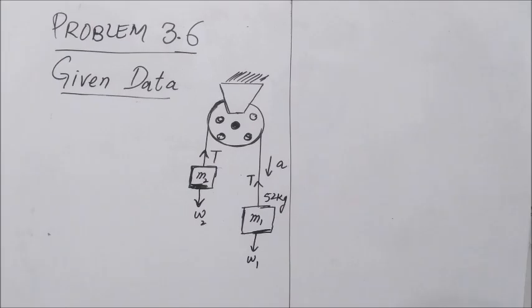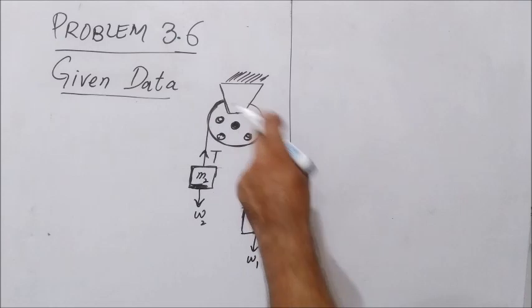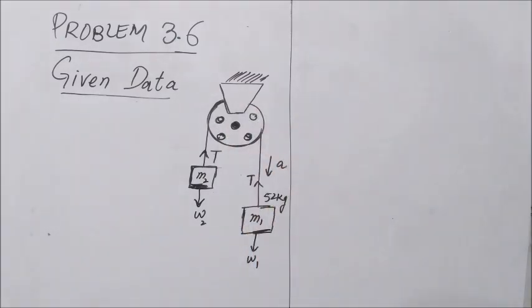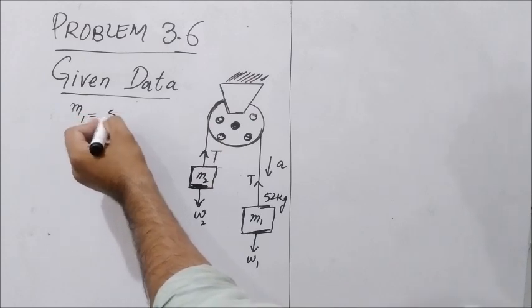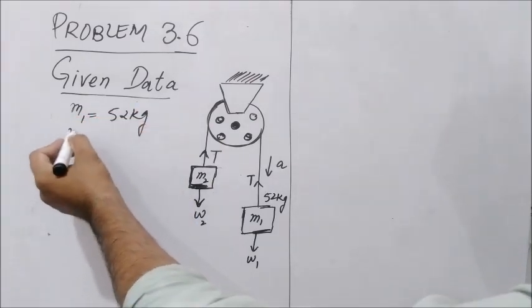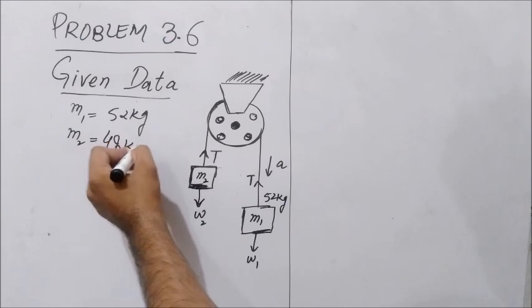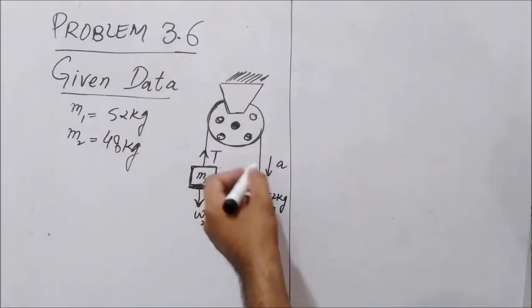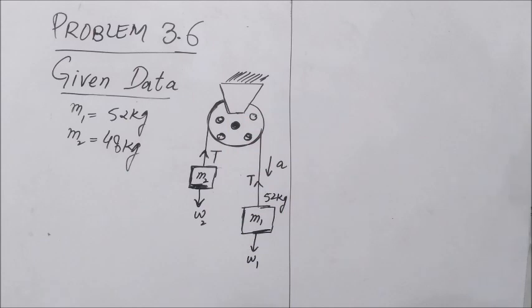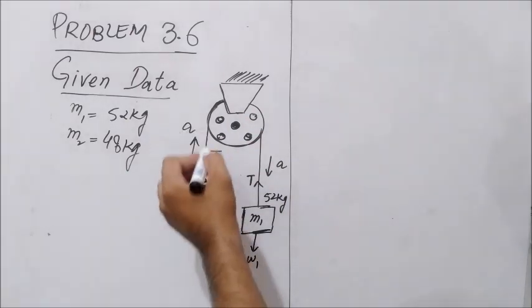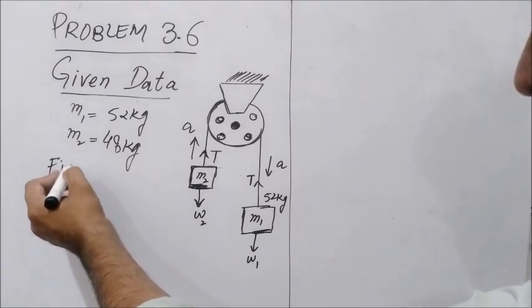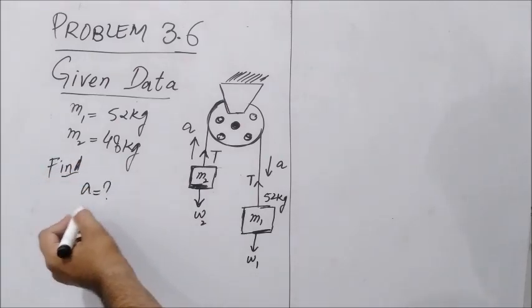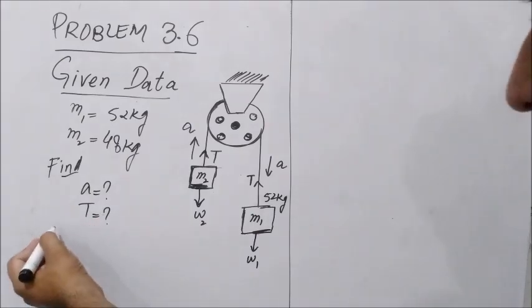In problem 3.6, two masses 52 kg and 48 kg are attached to the vertically frictionless pulley as shown in the figure. So the mass M1 is 52 kg while the mass M2 is 48 kg, and M1 is accelerating downward while M2 is accelerating upward. So here we are going to find the acceleration and tension in the string.